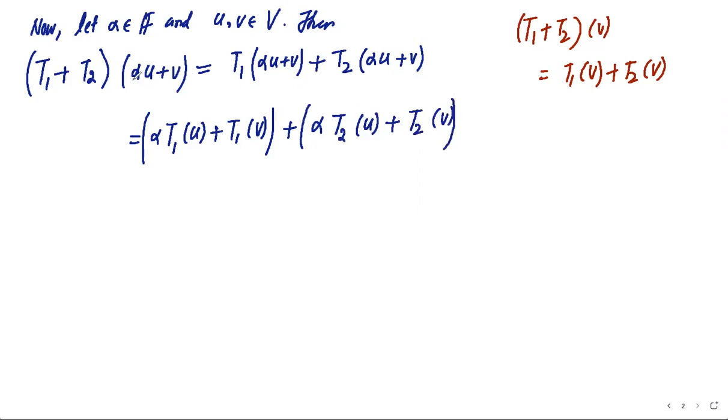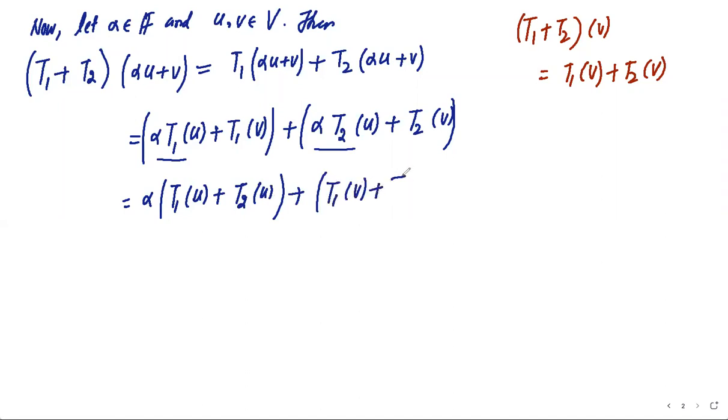We have to show that it is alpha times T1 plus T2. So now, taking this term and this term, तो इन दोनों में से हम alpha common निकाल सकते हैं. This is alpha times T1 of U plus T2 of U, then plus T1 of V plus T2 of V.